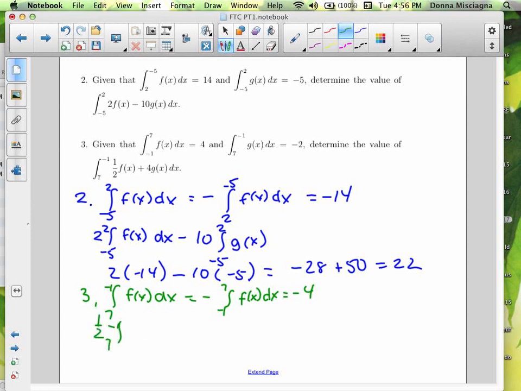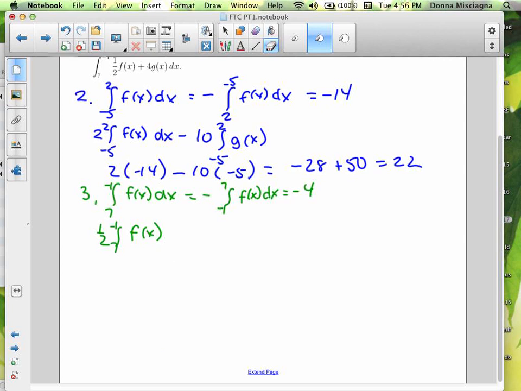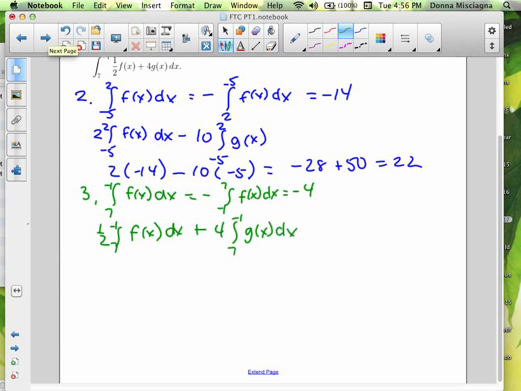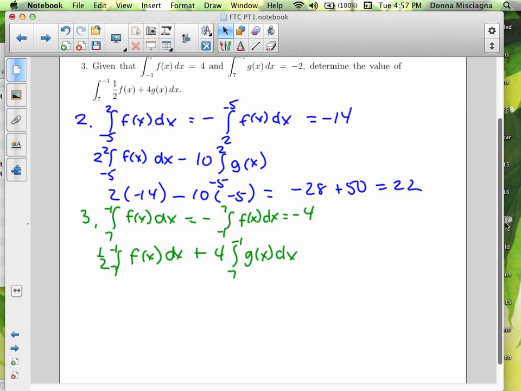So this is going to be, I can pull the 1/2 out. Boy, these are starting to blend together. So let's pull the 1/2 out, f of x dx plus, and then it would be 4 times g of x dx from 7 to -1, and the only thing I don't know is I don't remember what the numbers were.